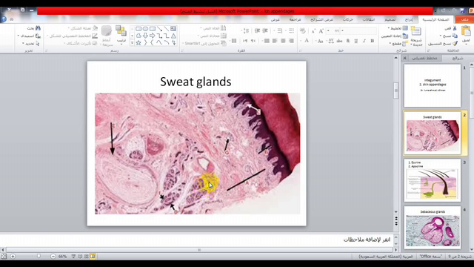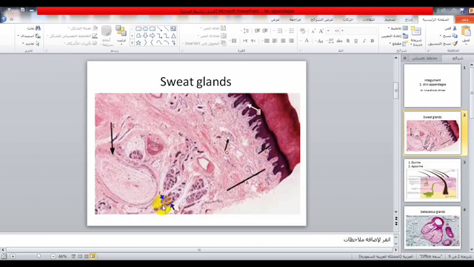Eccrine sweat glands are simple coiled tubular glands located deep in the dermis or underlying hypodermis. So we can locate the sweat glands at the reticular dermis, also at the hypodermis. And it's passing from the secretory portion of each gland.